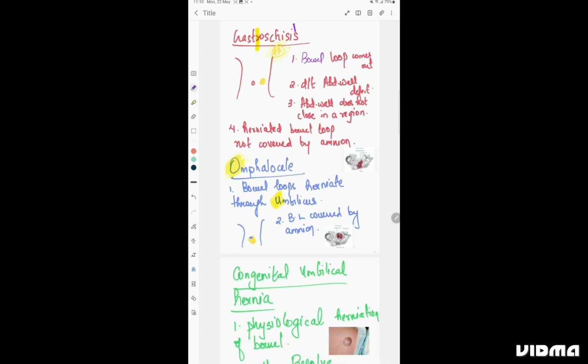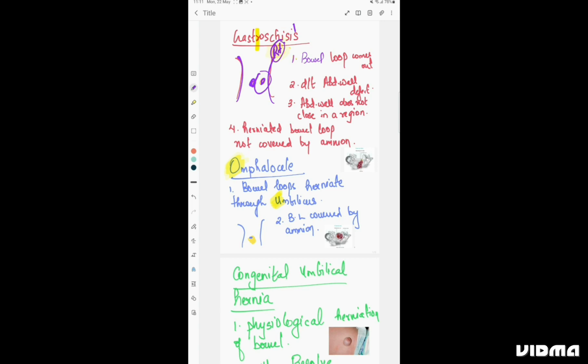So basically what happens here is that, see, what I have drawn here is the abdomen, okay guys, and this is the umbilicus. The bowel loop comes out, and why is the bowel loop coming out? Because there is a defect in the abdominal wall. The abdominal wall fails to close in a particular region, usually on the right side of the umbilicus, and through that area the bowel loops will come out.